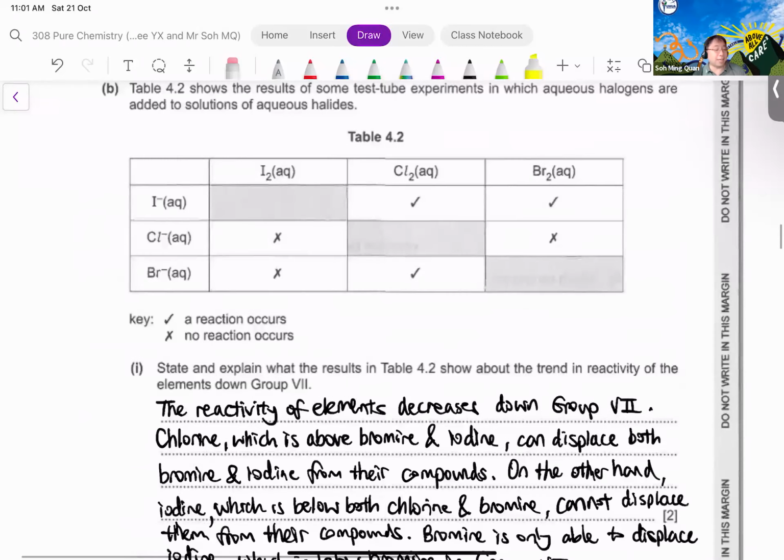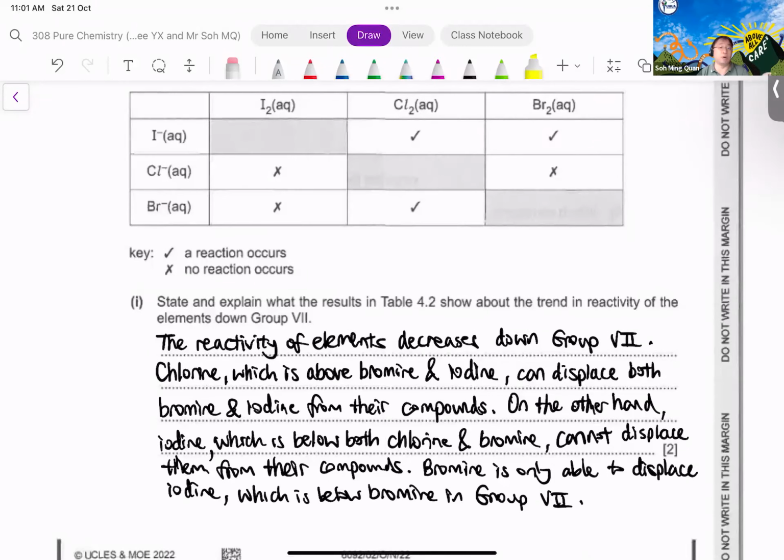Next, I think the next one is not difficult. Most of you were able to deduce anyway. Most of you memorized that the reactivity of group 7 elements decreases down the group. And then you just use displacement to explain it. For example, chlorine, which is above bromine and iodine, can displace both bromine and iodine from their compounds.